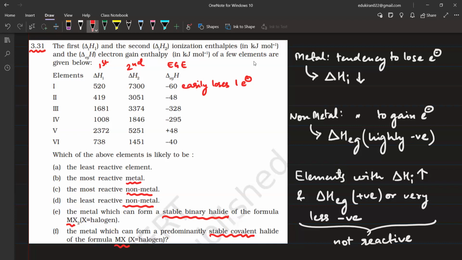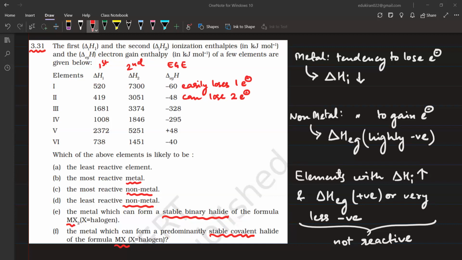Let us look at the second one. The second one has a similar first ionization enthalpy, but it has a relatively low second ionization enthalpy, right? If this was 7,300, this is almost half of it. So I will say that it can lose two electrons. It can lose two electrons. Is this clear? Yes or no? Please tell me. Yes, sir.